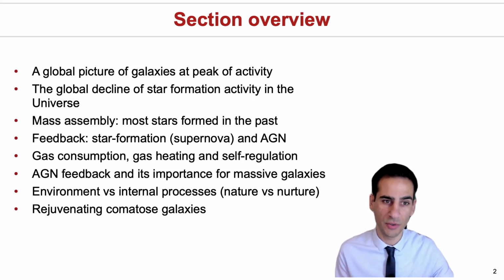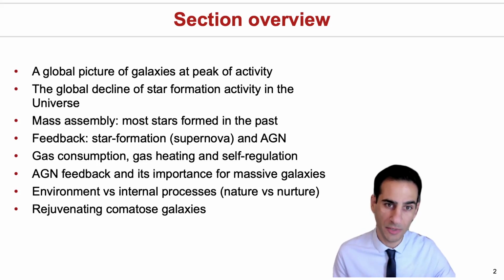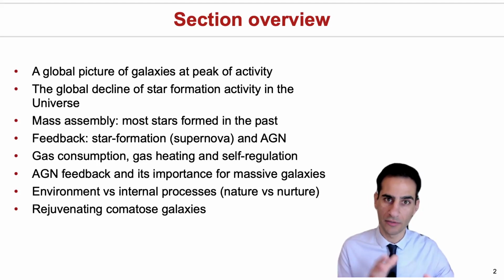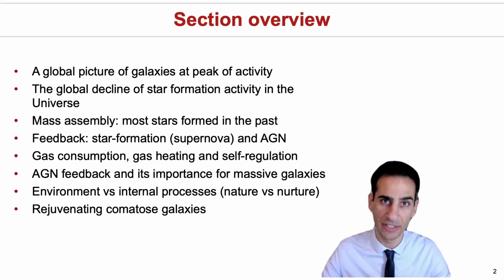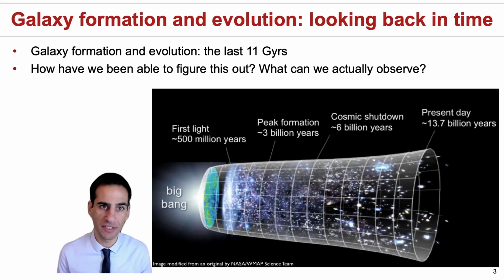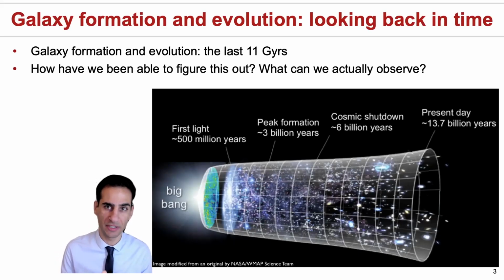And all of this has to do with how they get the gas from the cosmic web, how they consume it, and how they drive outflows. Finally, we'll see how environment also really matters in terms of understanding how galaxies form and evolve, on top of any internal processes. In section 14, we'll be focusing on galaxy formation and evolution, but mostly on evolution.